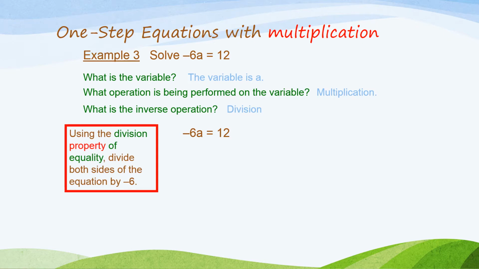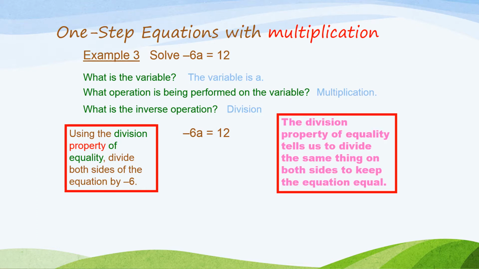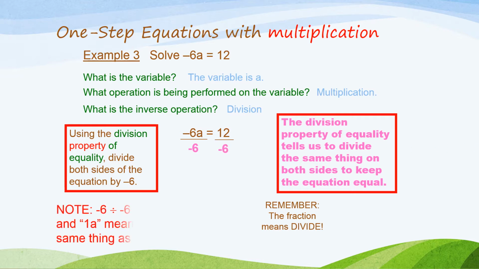Using the division property, we are going to divide both sides of the equation by negative 6. Do not forget your negative. This might be a little tricky. The division property of equality tells us to divide the same thing on both sides to keep the equation equal, just like a balance. So here I'm going to use my little division sign. Remember, the fraction means to divide. Divide both sides by negative 6.